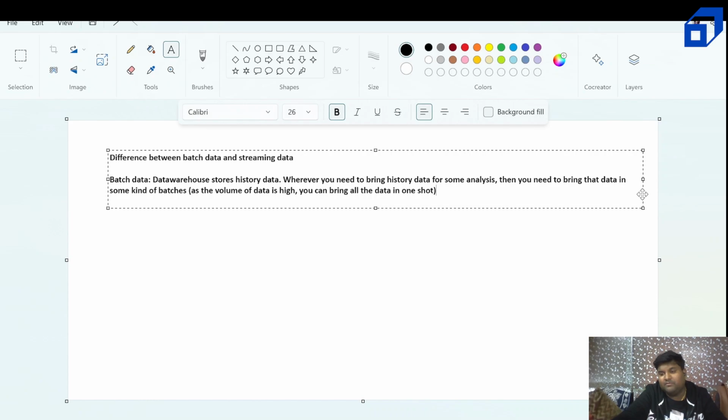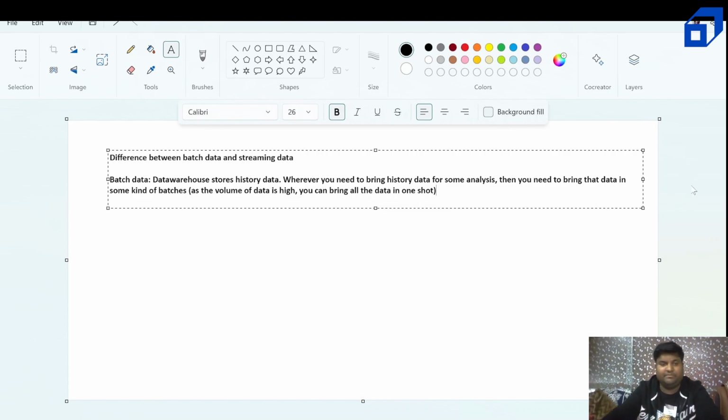The next pipeline will bring me the last 2 years of data. So the first pipeline ran for the third year from the last. The next pipeline will bring the second-last year's data, and the last pipeline will bring the last year's data. Right? This is called batch processing to bring the history data.